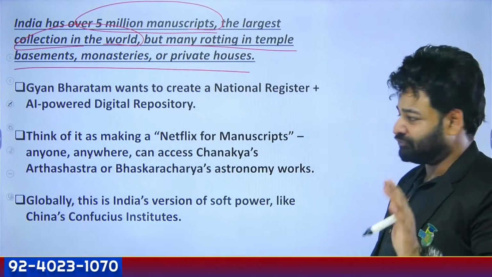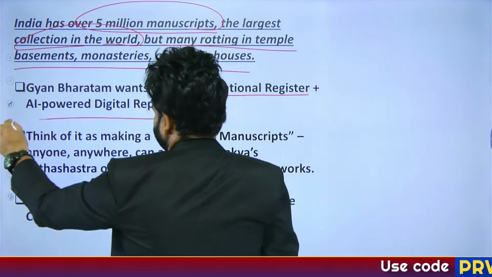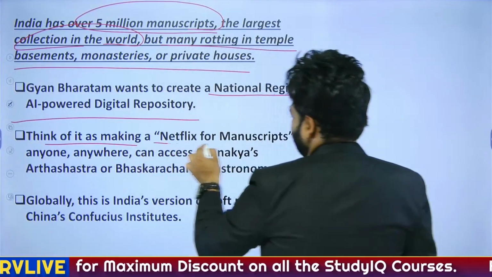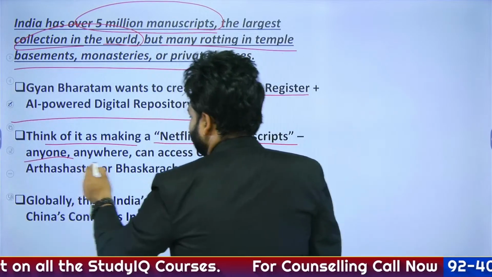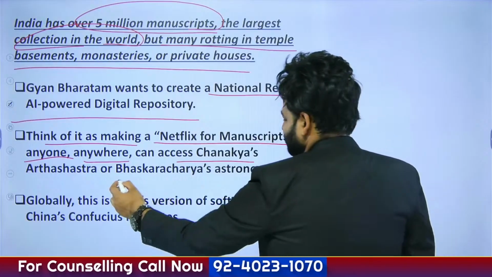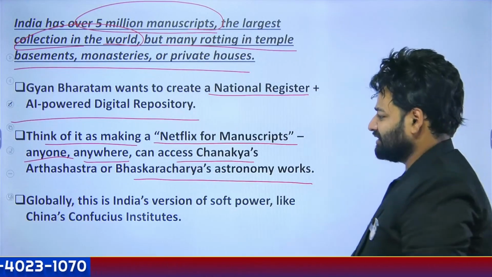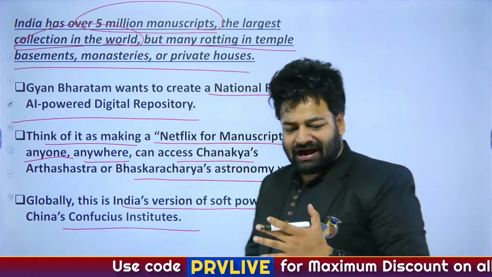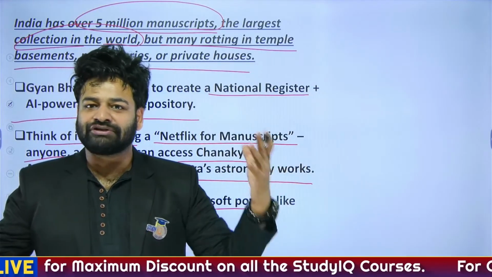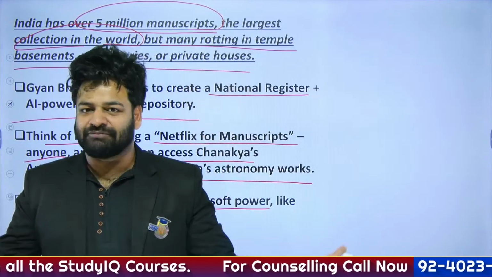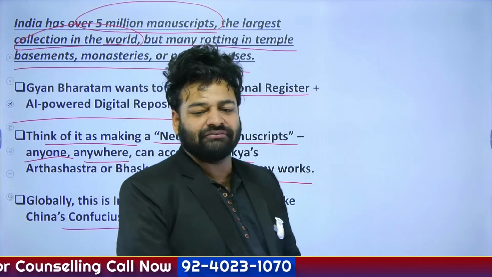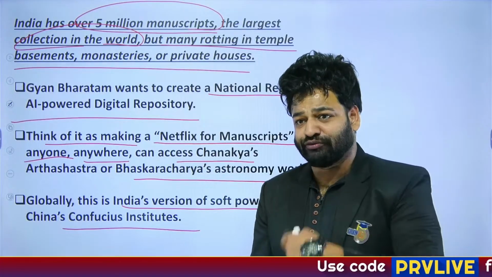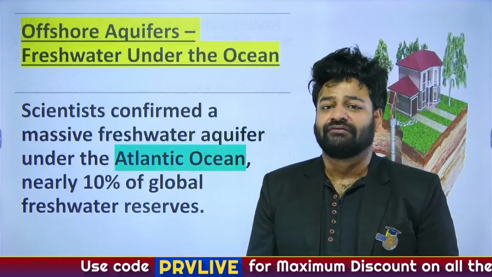So the Gyan Bharatam mission wants to create a national register plus an AI-powered digital repository for our manuscripts. Think of it as making a Netflix for manuscripts. Anyone, anywhere can access Chanakya's Arthashastra or even Bhaskaracharya's astronomy works. And globally, this is India's version of soft power, like China's Confucius Institutes. We are represented as soft power, and our soft power is rotting. Guys, remember, this is the fact you need to have with yourself: in order to represent India's soft power, we need to preserve our manuscripts. So the Gyan Bharatam mission is here to the rescue.